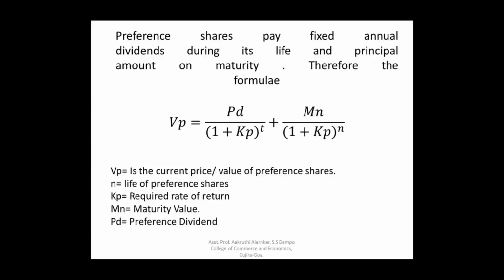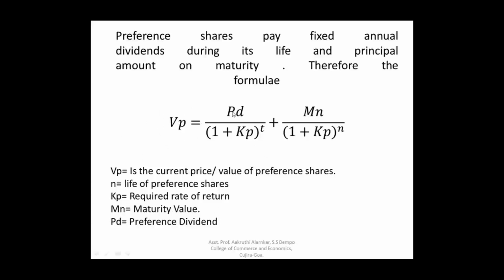So we have the value of preference shares, which is equal to preference dividend divided by (1 plus Kp) the whole raised to t. What is this Kp? This is nothing but the cost of preference shares. In the case of bonds, it was R or Kd, if you remember, but over here it is Kp. It is the same thing: the required rate of return, or cost of preference shares. That is what Kp stands for.